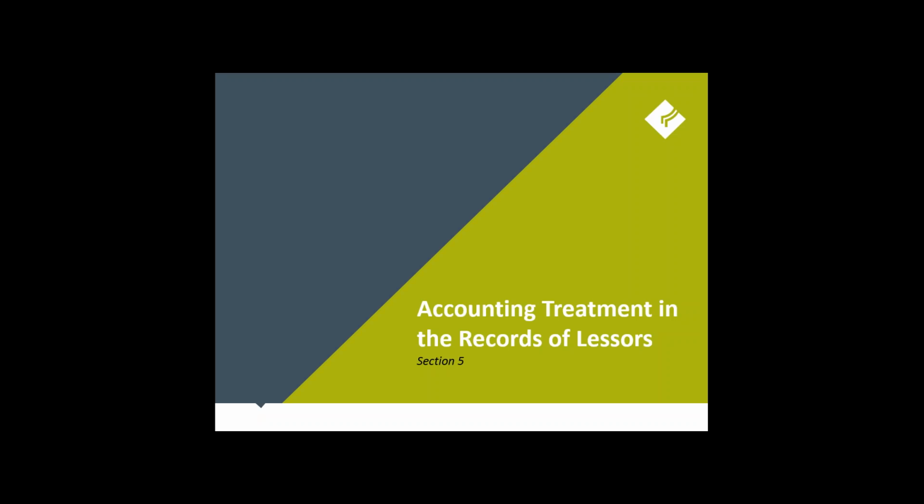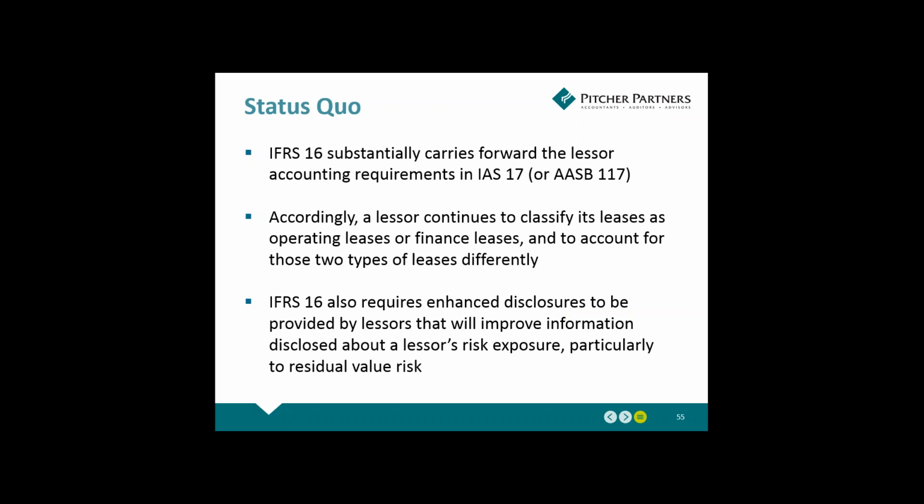If we move on to section 5, looking at accounting treatment in the records of lessors, it is basically a status quo of what we currently have in AASB 117. So this is where it gets really messy, because if you're a lessee, you have all these new rules, and for a lessor, they still distinguish between a finance lease and an operating lease, and they still have to make that judgment call, and they still have the accounting that we've had in the past for those two different types of leases. There are some enhanced disclosures for lessors to provide better information.